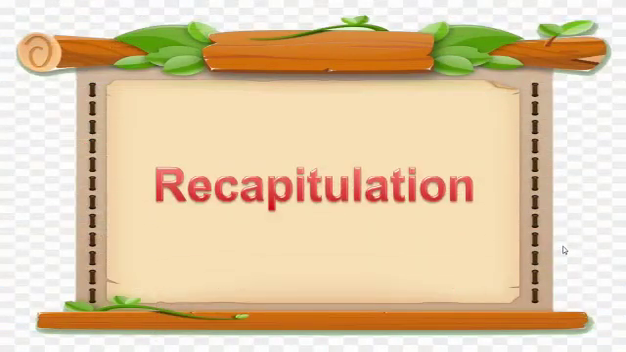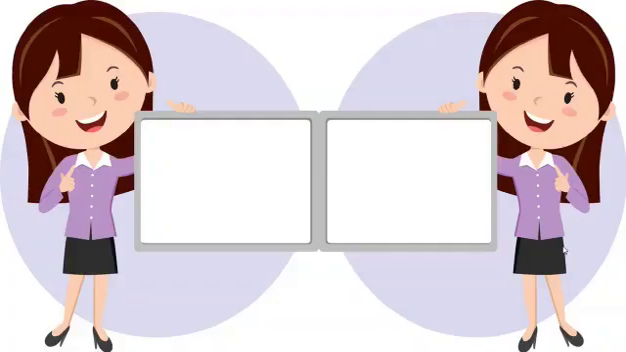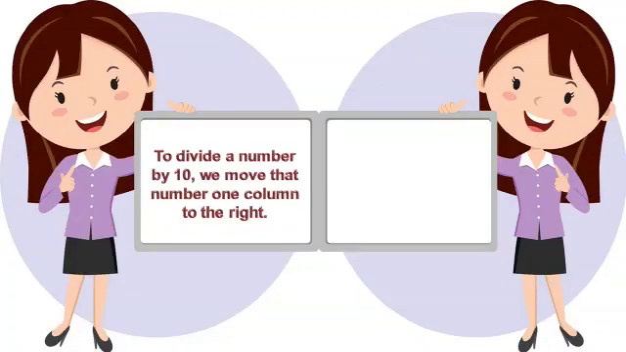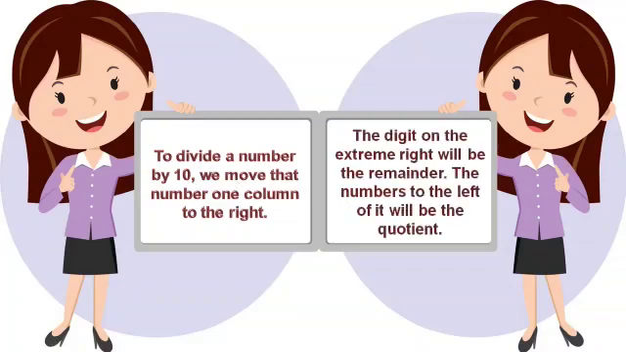So let's revise what we have done till now. To divide a number by 10, we move that number one column to the right. किसी भी नंबर को 10 से डिवाइड करने के लिए हम उस नंबर को एक कॉलम राइट की तरफ ले आते हैं, यानी कि 10 की जो प्लेस पे नंबर था वो वंस की प्लेस पर आ जाएगा. The digit on the extreme right will be the remainder and the numbers to the left of it will be the quotient. जो एक्सट्रीम राइट साइड पे नंबर है वो रिमाइंडर बन जाएगा और उसके लेफ्ट वाले नंबर क्वोशिएंट बन जाएंगे. एंड यू नो वेरी वेल कि एक्सट्रीम राइट पे वही नंबर होता है जो वंस की प्लेस पे होता है. सो दैट वुड बी रिमाइंडर.